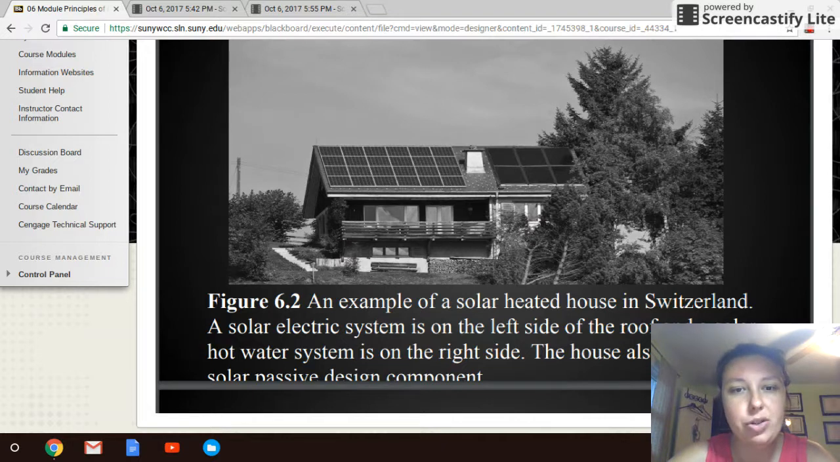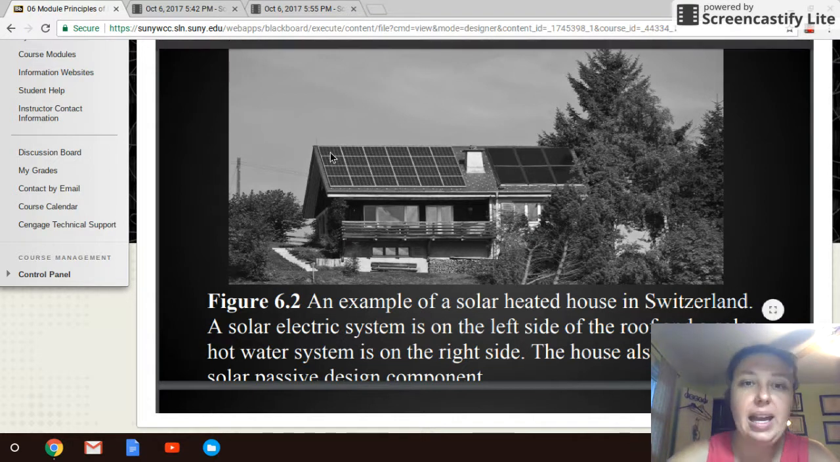This is a picture of a home that's inside your book. And right here, this is the actual solar panels. These are solar panels, and I can tell that they're solar panels because I can actually see the circuiting running, right? This is flat plate collectors. These are hot water heaters. This one on this side.